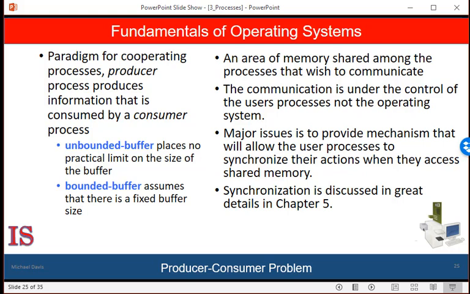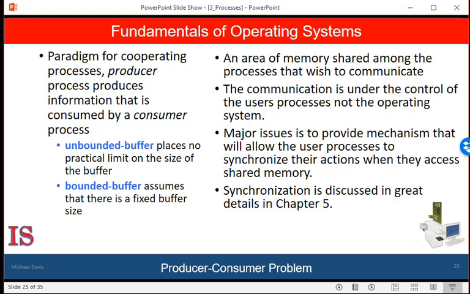The producer and consumer must be synchronized so that the consumer does not try to consume an item that has not yet been produced. Two types of buffers can be used. The unbounded buffer places no practical limit on the size of the buffer. The consumer may have to wait for new items, but the producer can always produce new items.